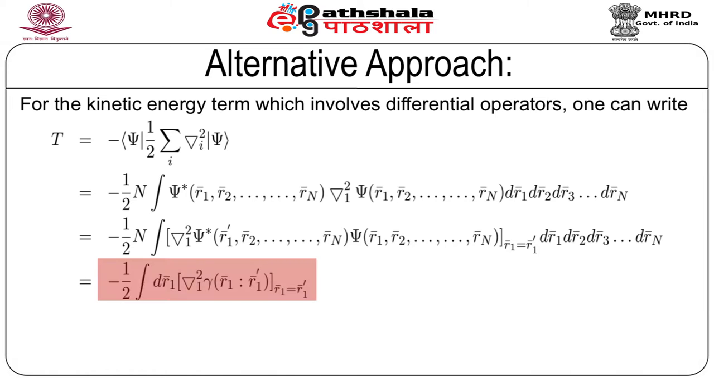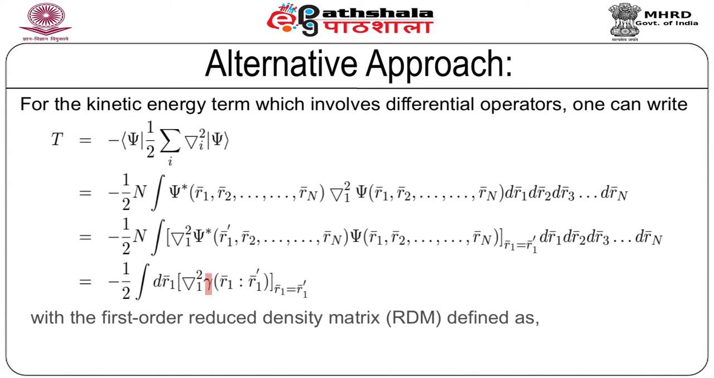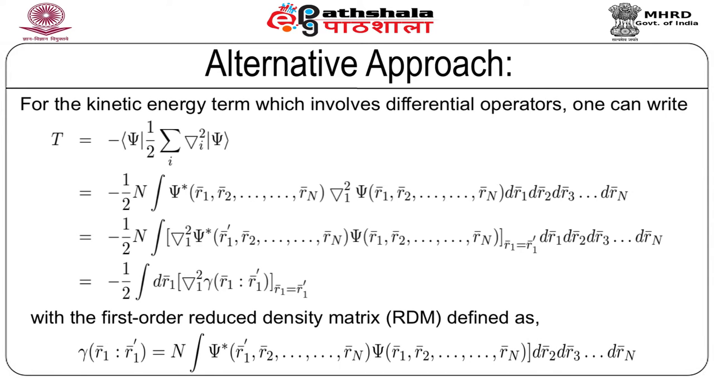Then in a concise way, one can write this above as minus half integral dr1 and then the quantity del 1 squared, and we introduce a new density which is shown as little gamma, and that depends on r1 and r1 prime, and this entire thing is evaluated at r1 equal to r1 prime. This little gamma is the first order reduced density matrix, which is defined in the following way.